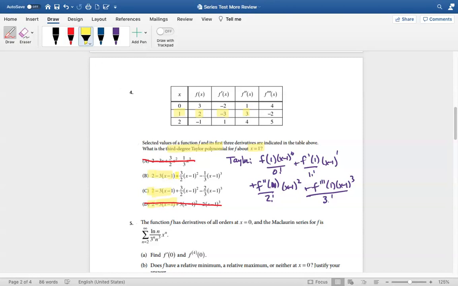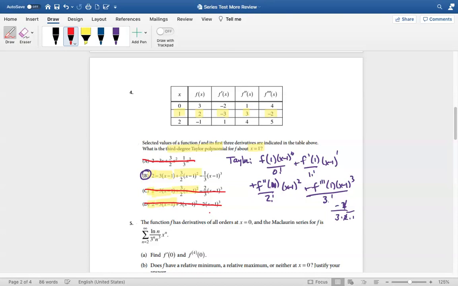So the third term has to be +3 divided by 2 factorial, and then (x - 1) squared. Still have 2 left. My next coefficient is -2 divided by 3 factorial. Which one is that? Negative 3 divided by 3 factorial. I'm sorry, negative 2 divided by 3 factorial is negative 1/3. So that choice is B.